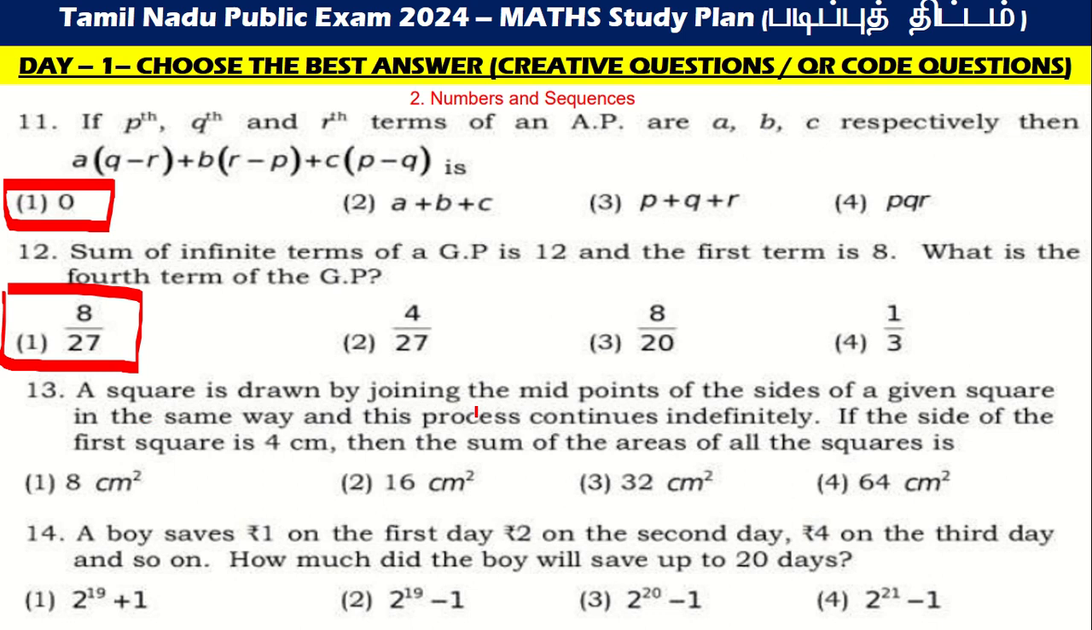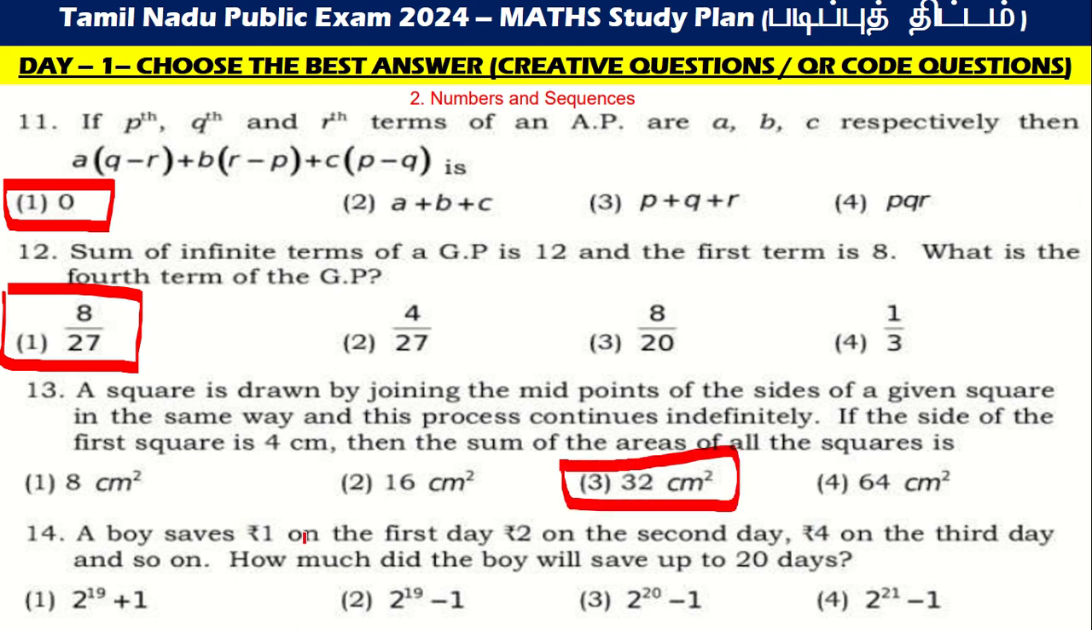A square is drawn by joining the midpoints of the sides of a given square in the same way, and this process continues indefinitely. If the side of the first square is 4 cm, then the sum of the areas of all squares is 32 cm square. Next one.